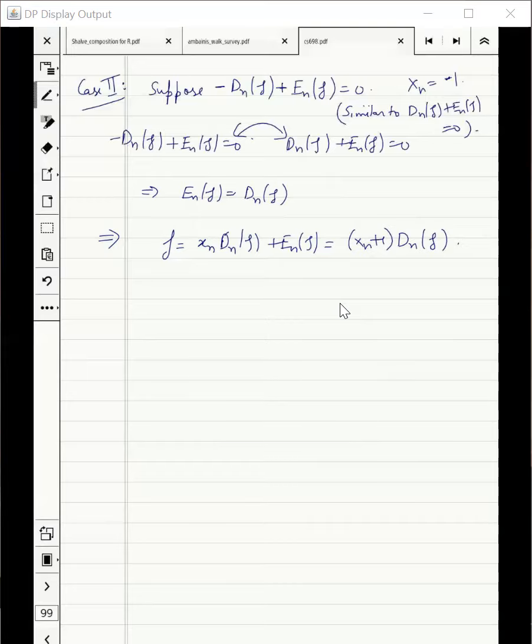Now, what can I say about the degree of DNF? Less than d, less than d minus 1. Exactly. Now I can say that the degree is less than or equal to d minus 1. Remember, DNF does not have any variable xn. So when I multiply DNF with xn plus 1, the degree has to increase by 1. It cannot remain the same.